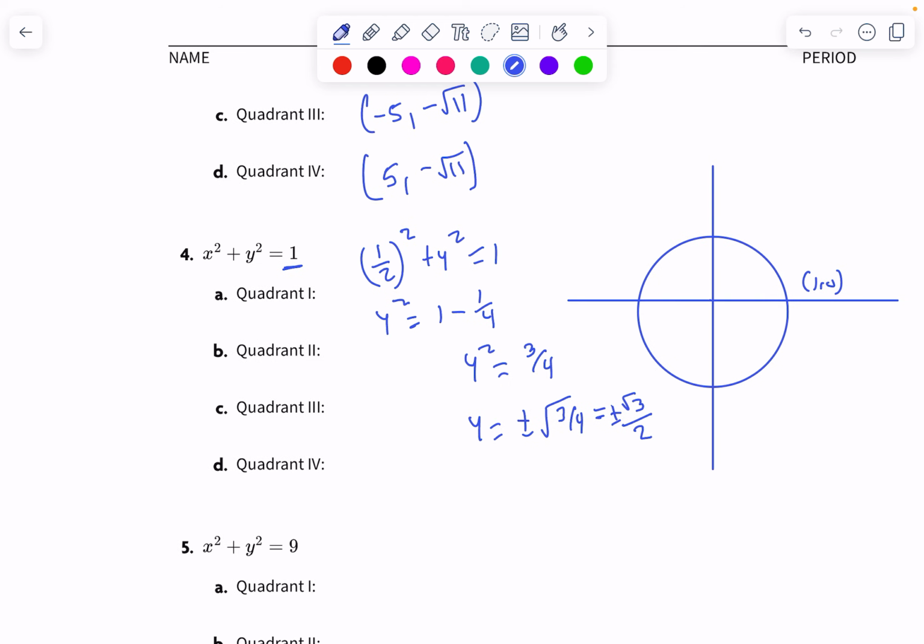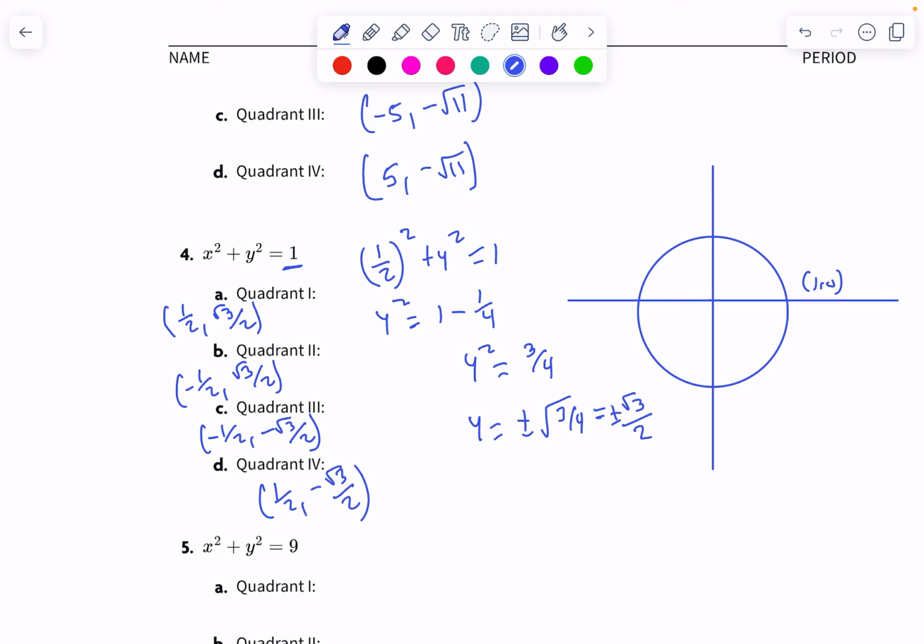Now at quadrant 1, I want to use 1/2, square root of 3 over 2. At quadrant 2, I'm going to use negative 1/2, square root of 3 over 2. At quadrant 3, I'm going to use negative 1/2, negative square root of 3 over 2. At quadrant 4, I'm going to use positive 1/2, negative square root of 3 over 2.